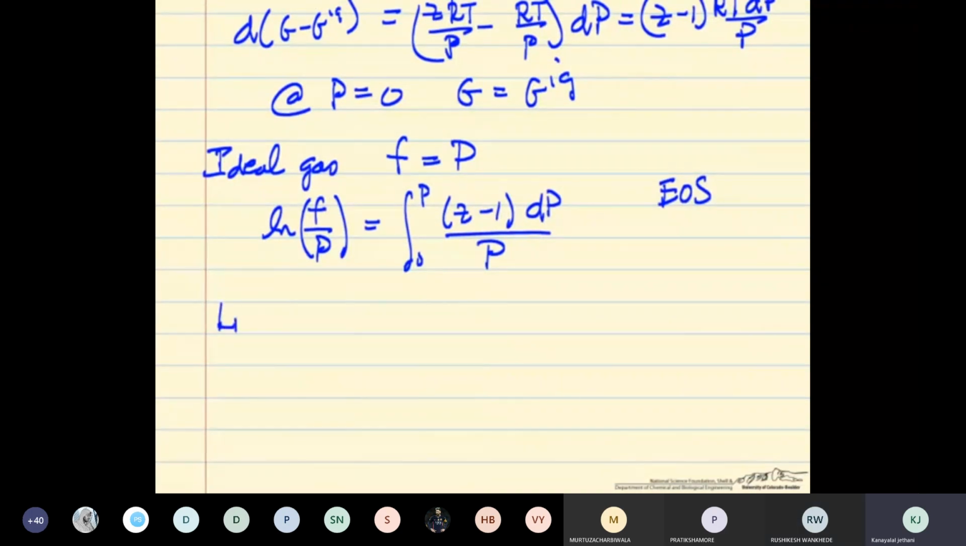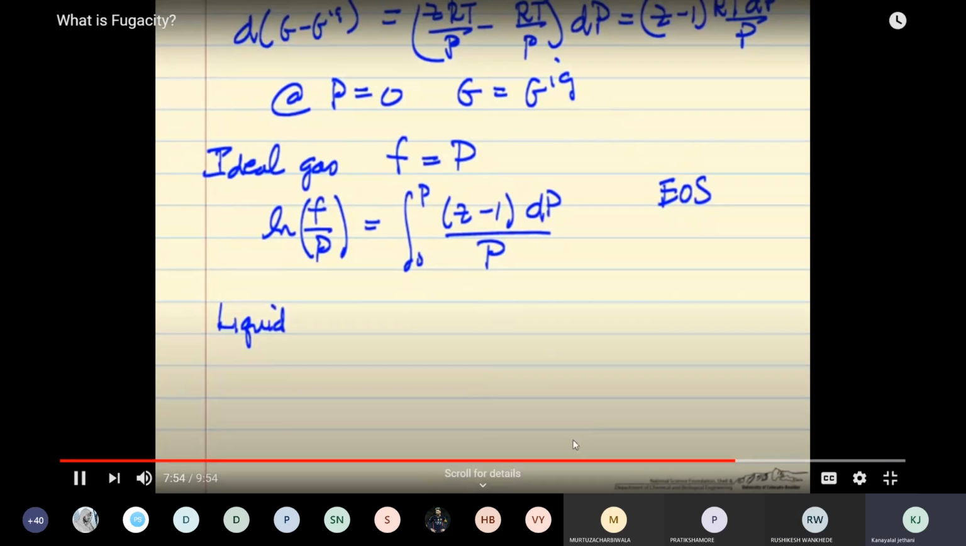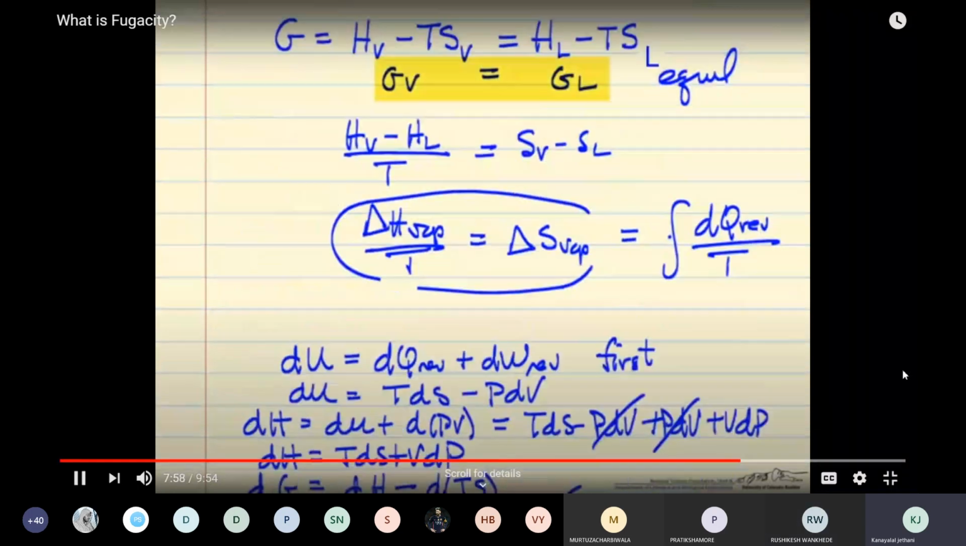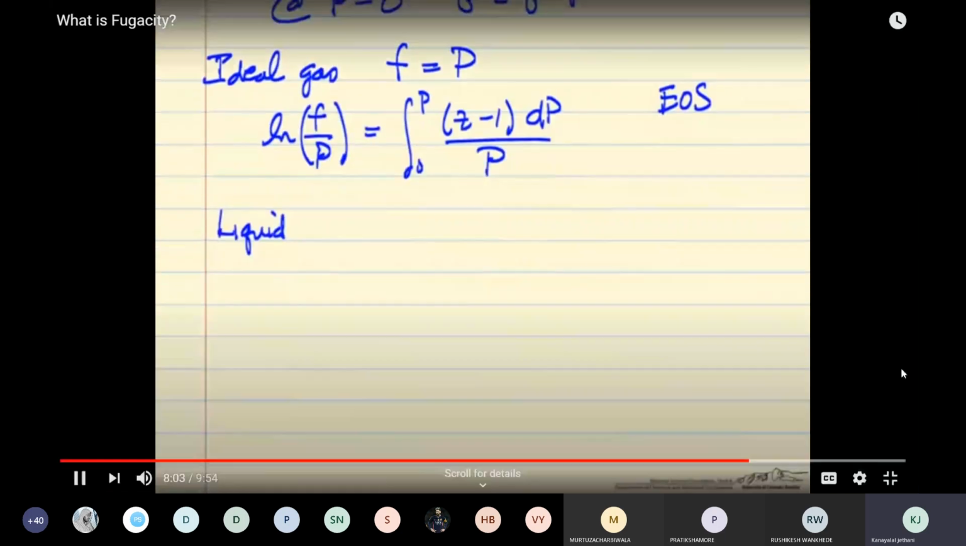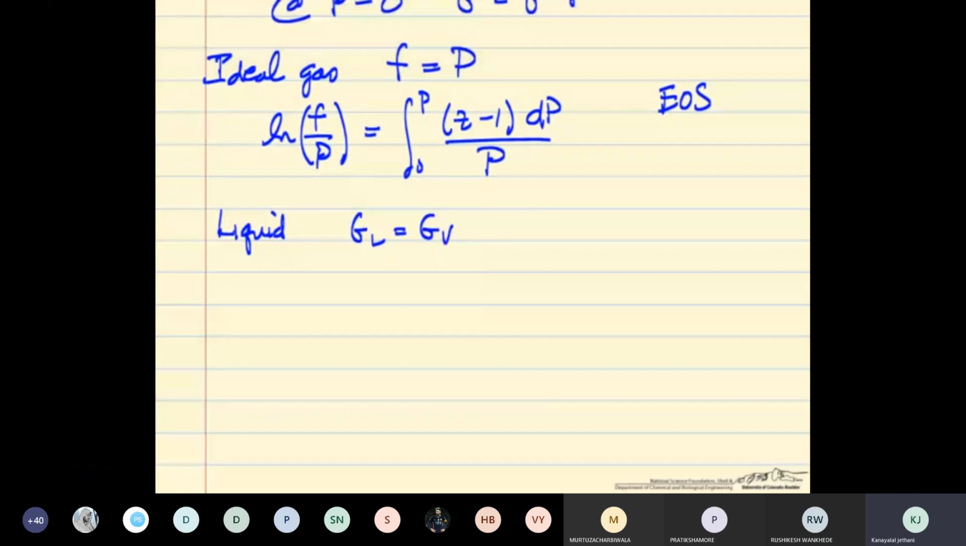So the question is, for a liquid, what is the fugacity? The thing that is critical is to keep in mind what we showed way back here. The Gibbs free energy in the liquid and the vapor are the same at equilibrium. So we're looking at a one-component system. If the Gibbs free energy in a liquid equals the Gibbs free energy in a vapor, that means from our definitions, the fugacity in the liquid is the fugacity in the vapor.